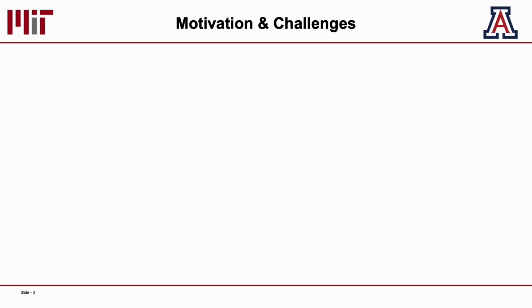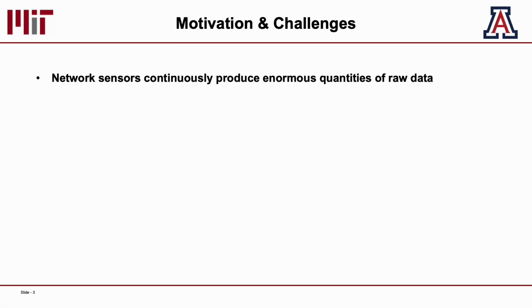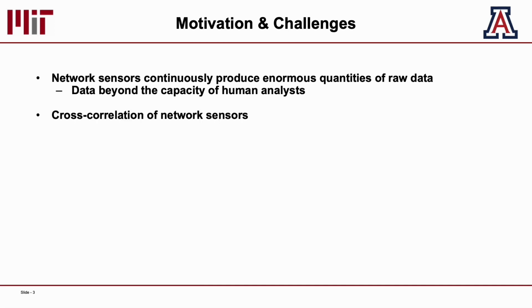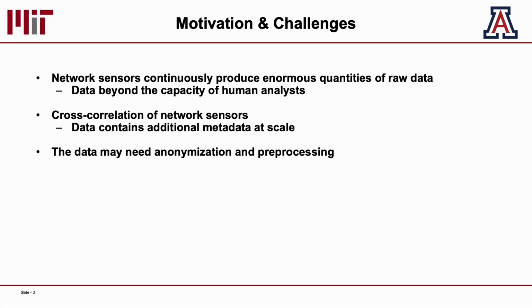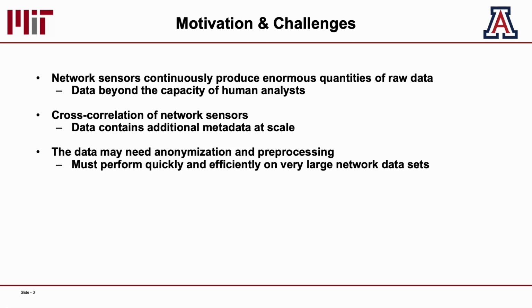The motivation for this work rests on the amount of network data available for analysis. Modern network sensors continuously produce enormous quantities of raw data that are beyond the capacity of human analysts. Cross-correlation of network sensors further increases this challenge by enriching every network event with additional metadata. Additionally, we may need for that data to be anonymized yet still perform efficiently and quickly on large network datasets.